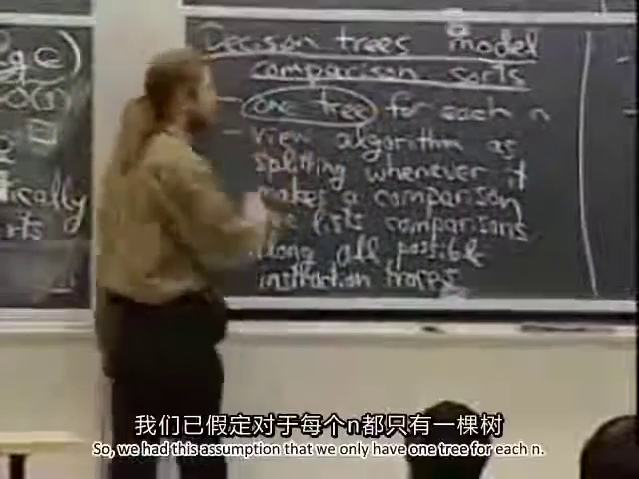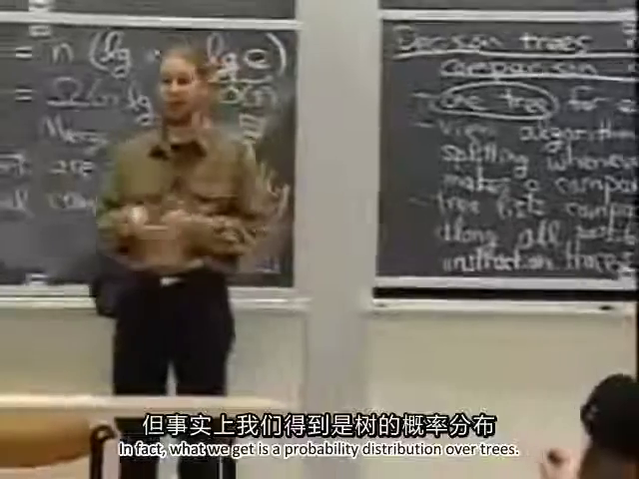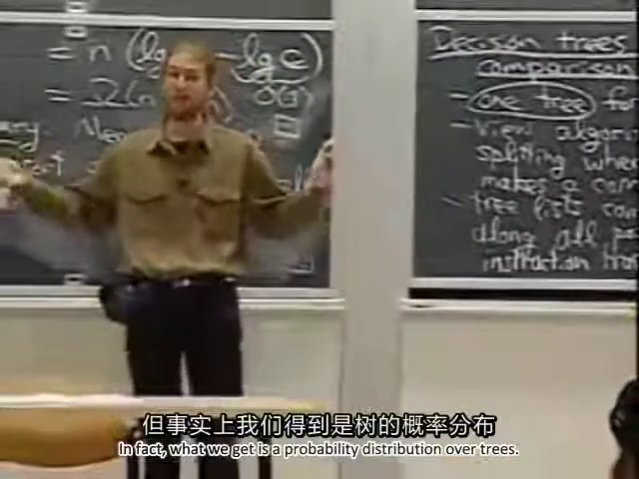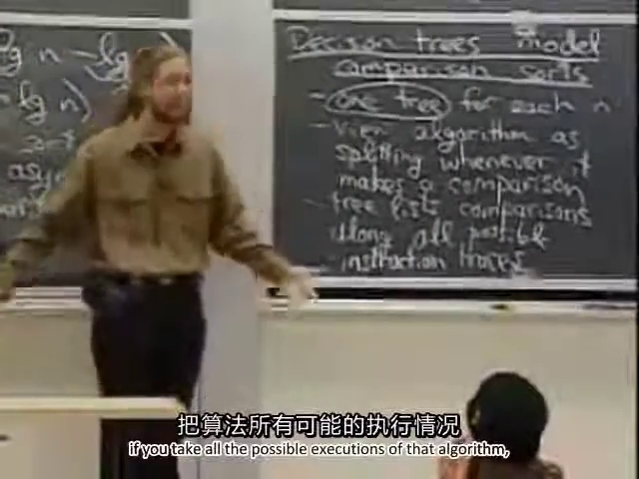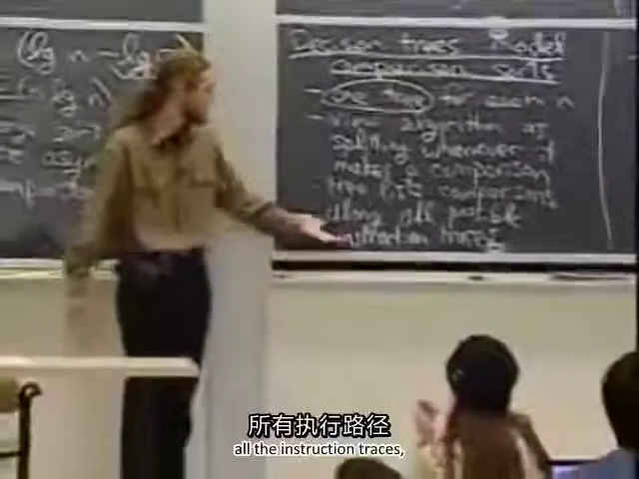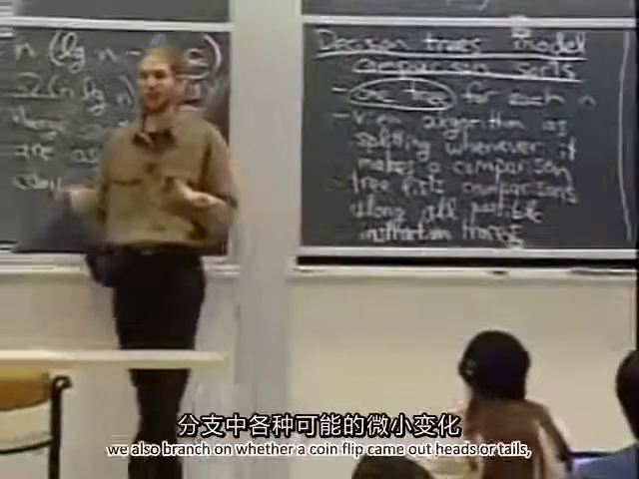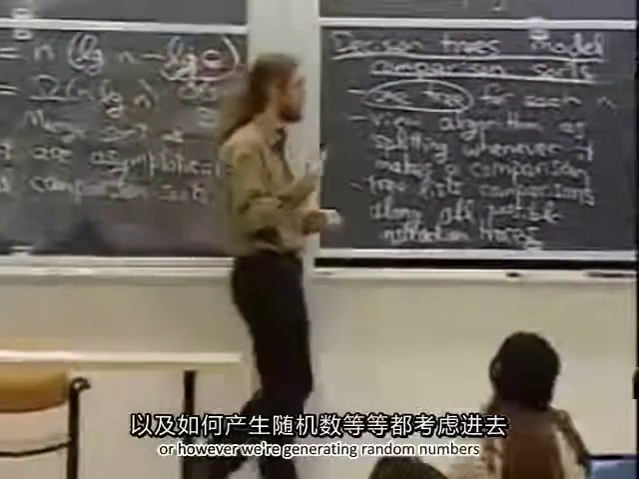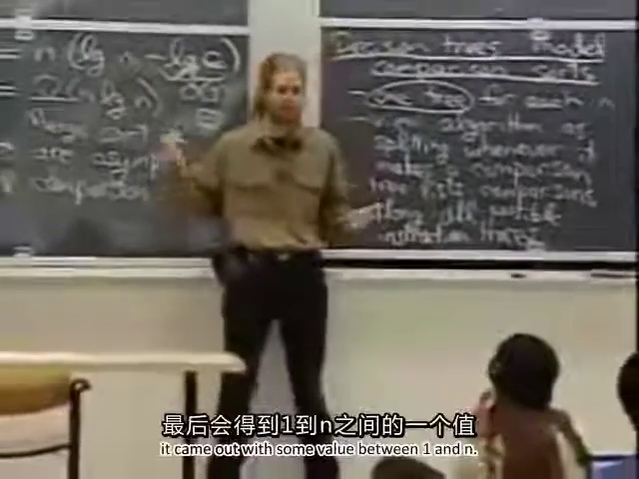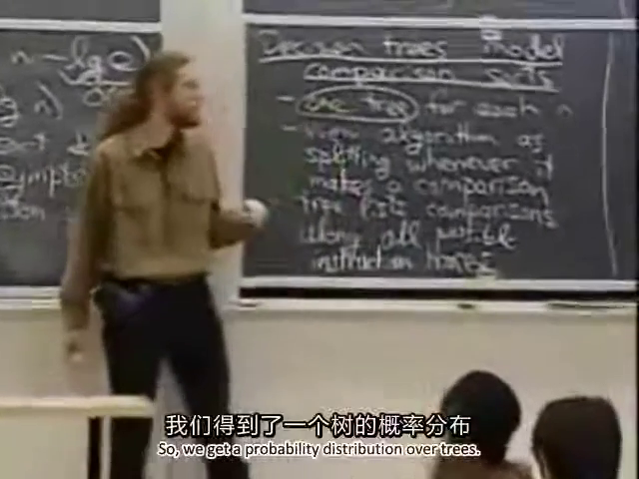So we had this assumption that we only have one tree for each n. In fact, what we get is a probability distribution over trees. For each value of n, if you take all the possible executions of that algorithm, all the instruction traces, well now, in addition to branching on comparisons, we also branch on whether a coin flip came out heads or tails. Or however we're generating random numbers, came out with some value between 1 and n. So we get a probability distribution over trees.